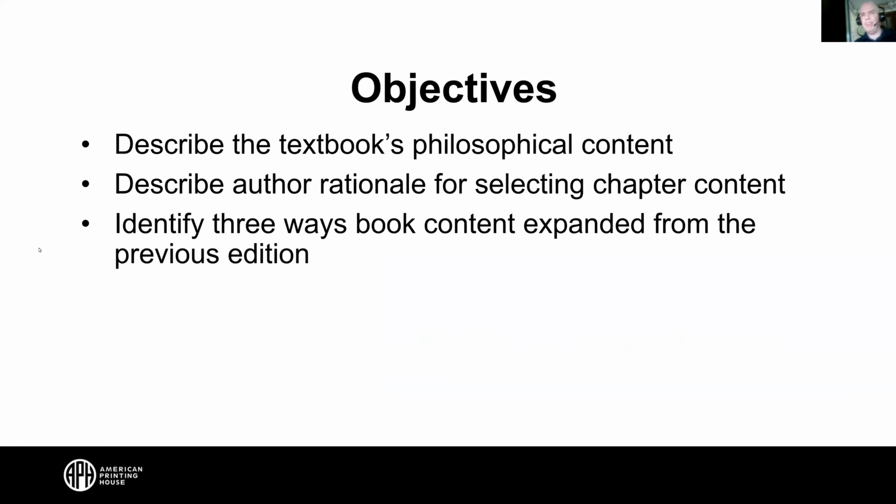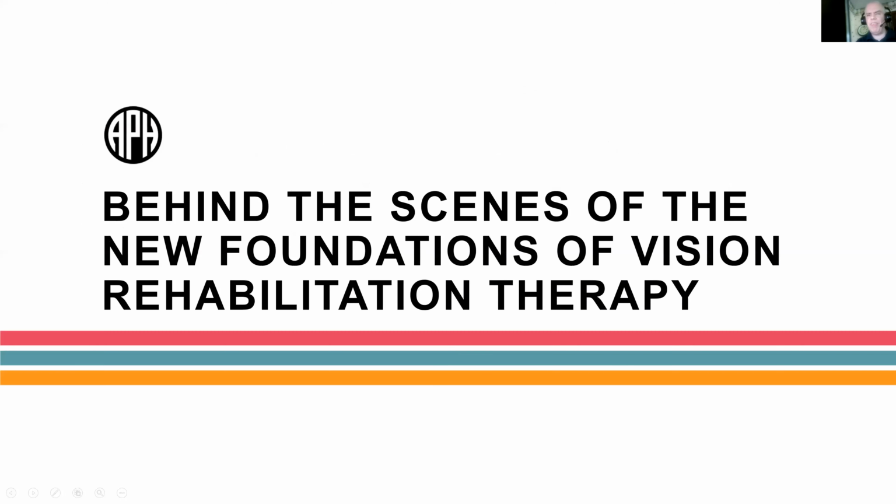I have a few objectives to look at today. We're going to describe the textbook's philosophical content, describe the author rationale for selecting chapter content, and finally, identify 3 ways book content expanded from the previous edition. And with that, we will now turn this over to Jennifer and Helen.